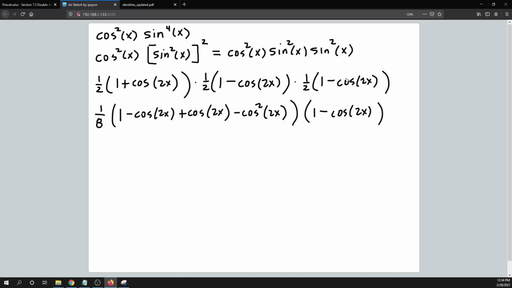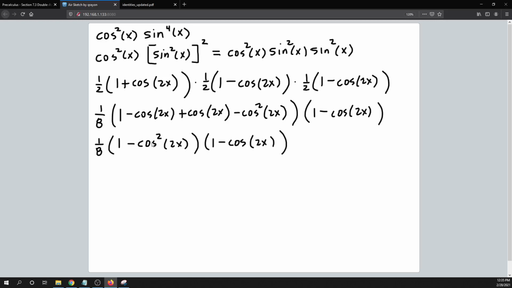All right, and if you look inside that first set of parentheses, you're going to see that there are some like terms, and so they can be canceled out. Minus cosine 2x and plus cosine 2x cancel out in this case because they have opposite coefficients, right? So inside that first set of parentheses, I'm just left with 1 minus cosine squared 2x. Okay, so now I would need to multiply these out, right?